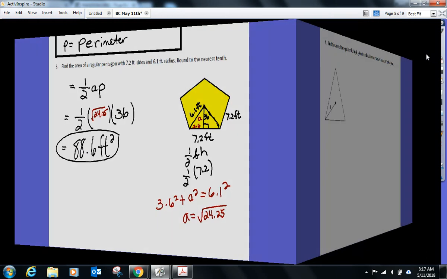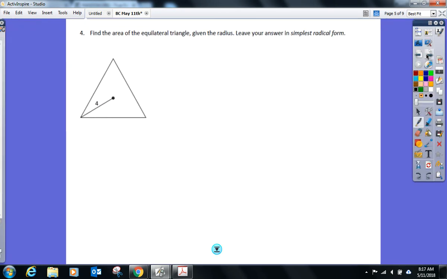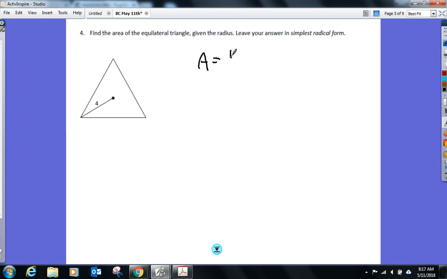Because I want you to try some on your own here in a second. Last one I'll do with you, and then you got 5 and 6 with people you want to work with. Find the area of the equilateral triangle given the radius. Leave your answer in simplest radical form. I know you could use 1/2 base times height if you want to. That's fine. I just want to get more work using 1/2 AP. It is equilateral, so that tells me it's regular, so I can use it.